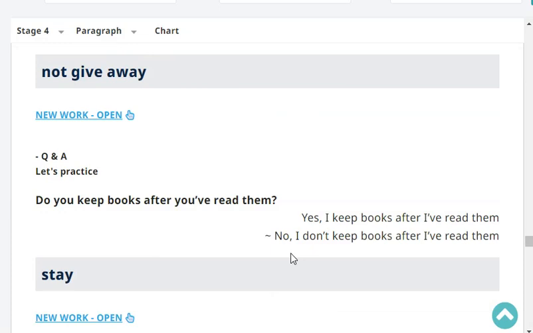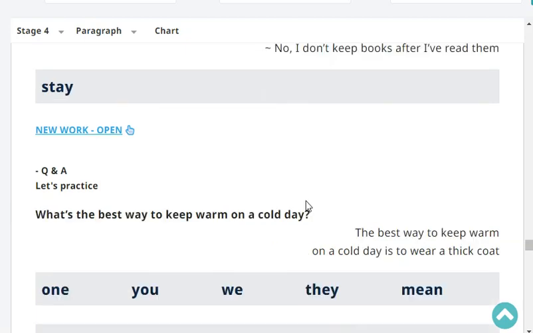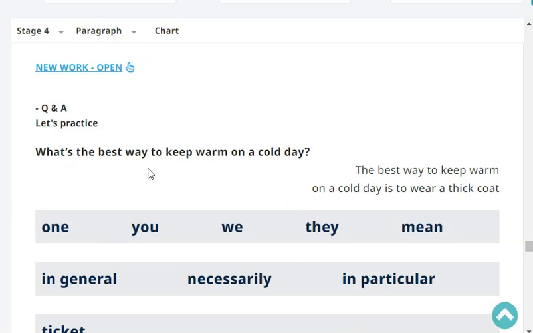Do you keep books after you read them? Yes or no? Yes, I keep books after I read them. Very good.